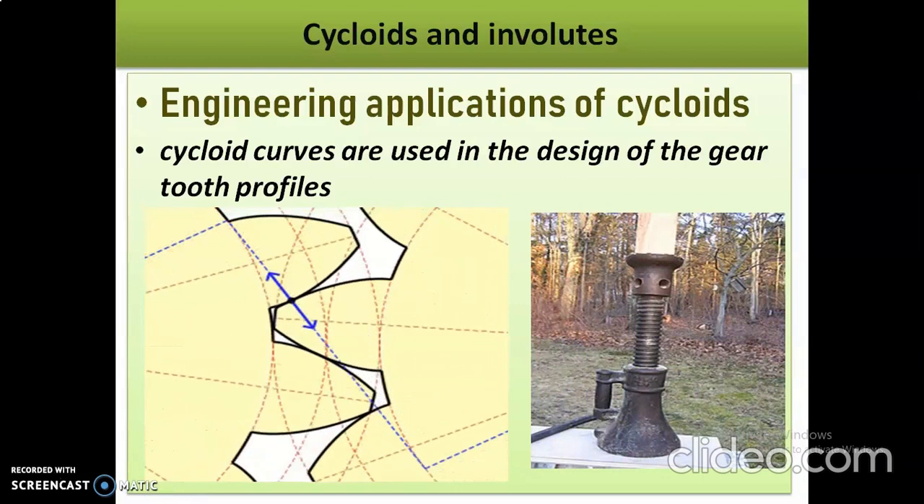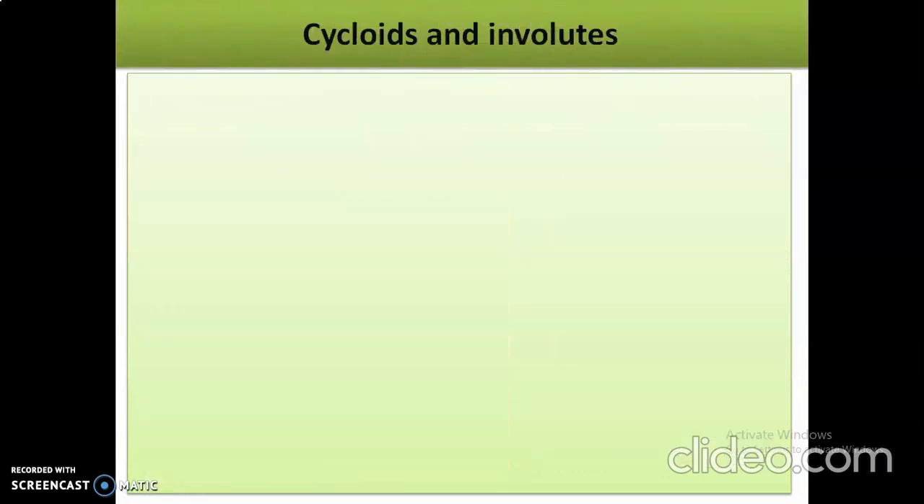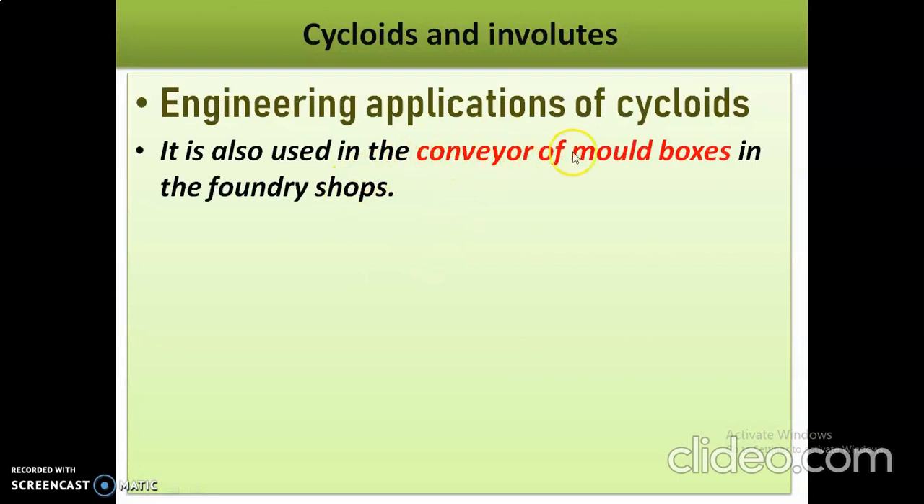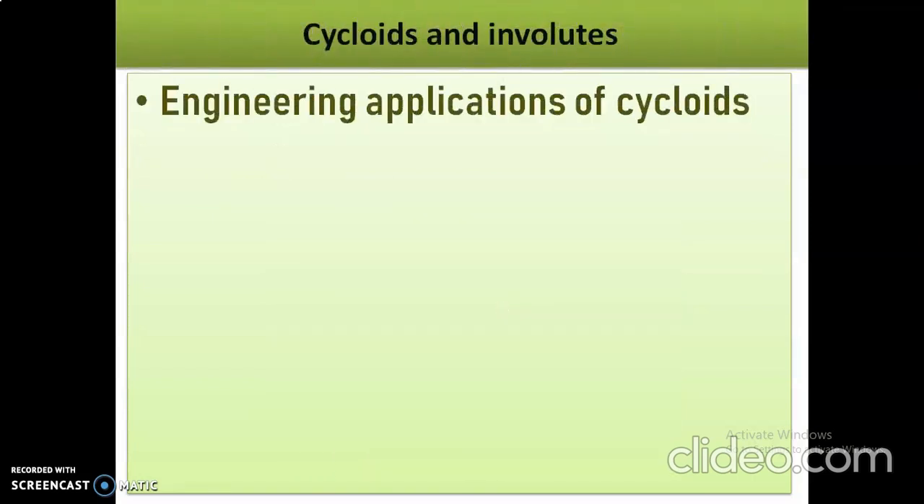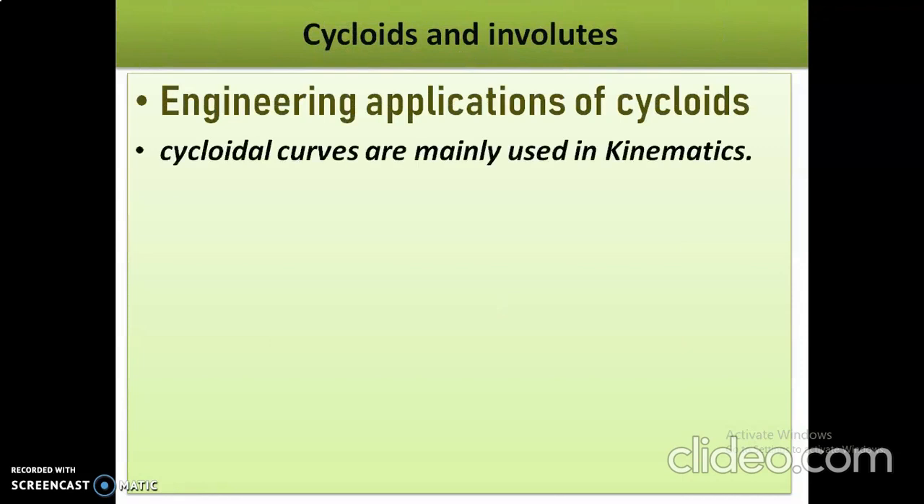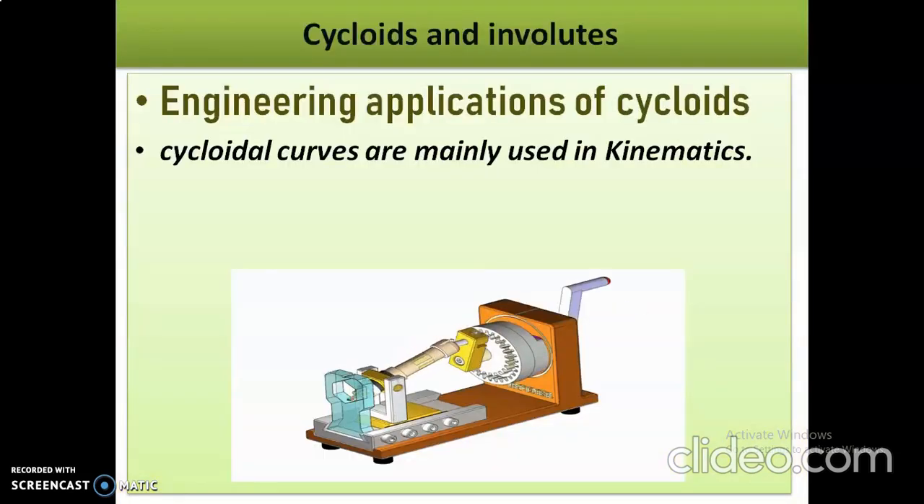And the second one is what? Cycloidal curves are used in the conveyor of mud boxes in the foundry shop. So this is a conveyor of mud boxes. Okay, this is one type of conveyor. So we use cycloidal curves in the design of conveyor of mud boxes. And the last one is what? These cycloidal curves are mainly used in kinematic mechanisms, to develop the kinematic mechanism. So this is a kinematic mechanism.